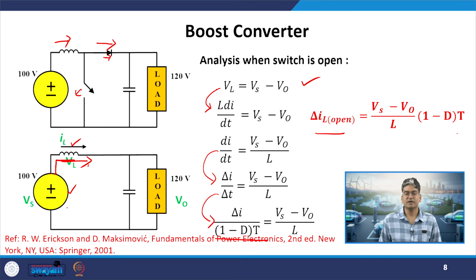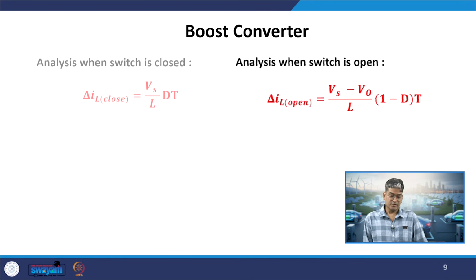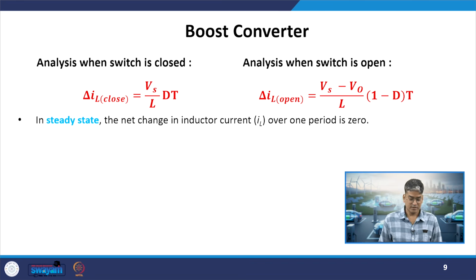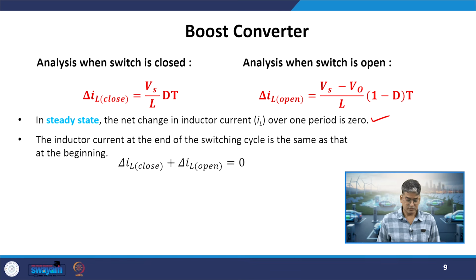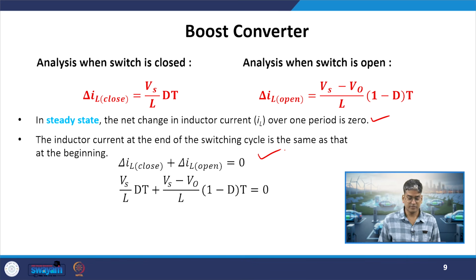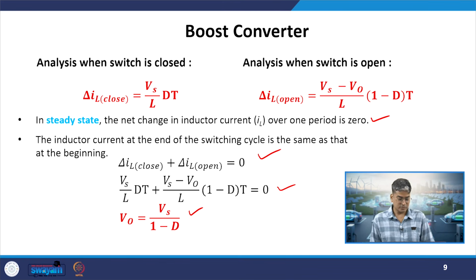So now we have found the change in inductor current when the switch was in the closed condition, and we have determined the delta I L value when my switch is in the open condition. As we are assuming steady state operation, the net change in inductor current should be equal to 0. So with the same assumption as in the previous case, we equate the sum of delta IL close plus delta IL open to 0. When I solve this equation, I find that V0 is given by Vs by (1 minus D). This is the relation between the input voltage and output voltage for a boost converter.